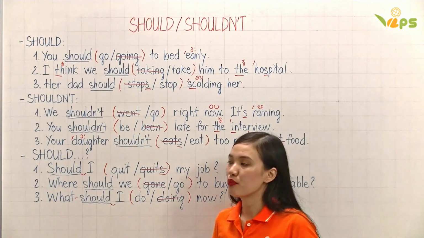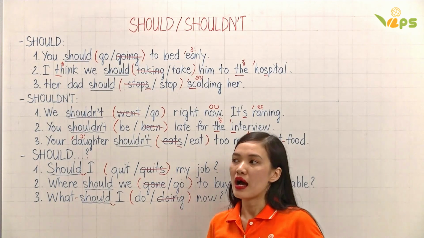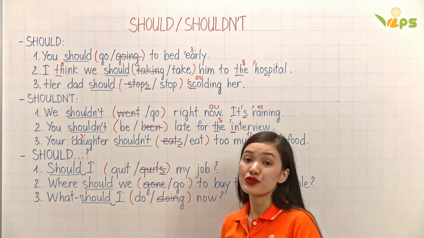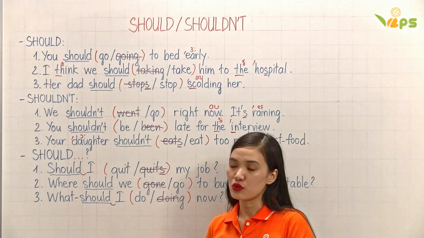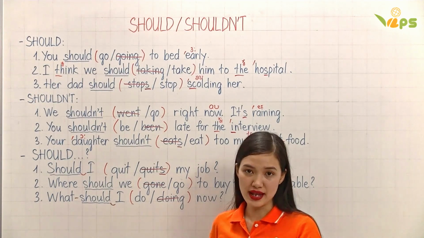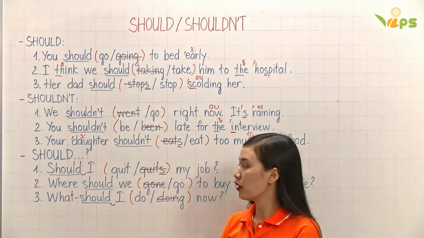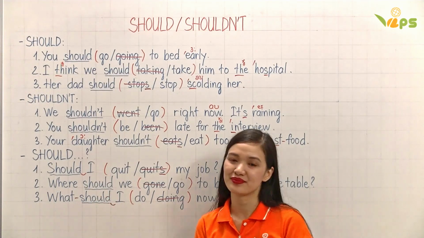For example, I'm in trouble. I'm having a problem. I don't know what to do. So I will ask my friend, what should I do now? What is the best thing to do right now? What should I do now?